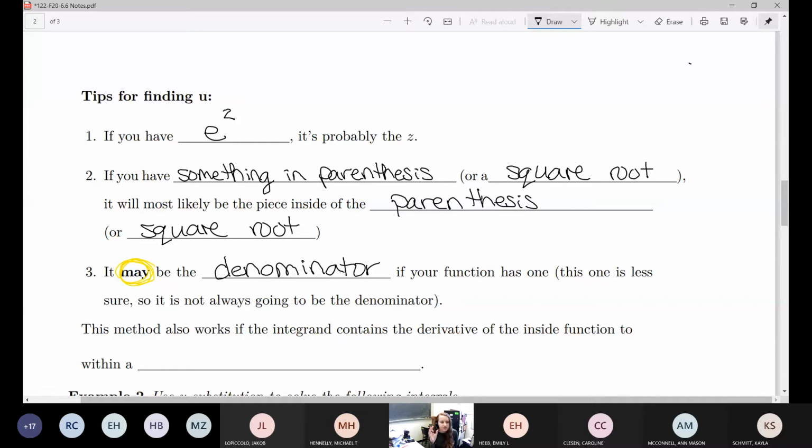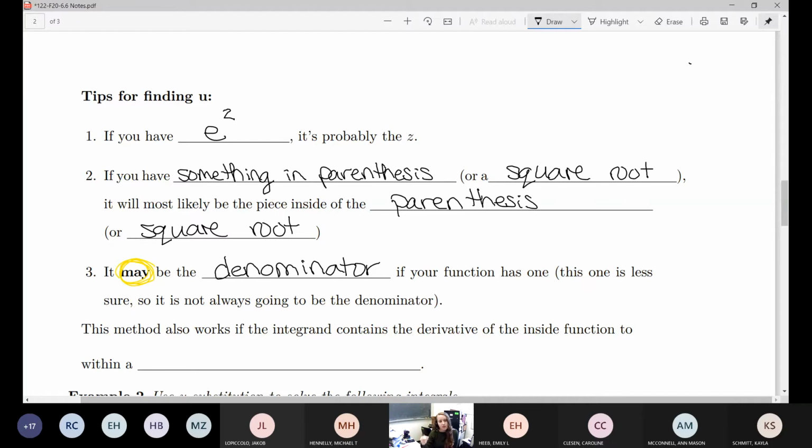Now, this isn't foolproof either, okay? I'm not saying that this is always how it goes, always and forever. I'm saying that these are usually very good choices for your u. It's very possible to come across some kind of problem in your life where one of these doesn't work and it's something else. But especially in terms of our class, those are very good starting points.